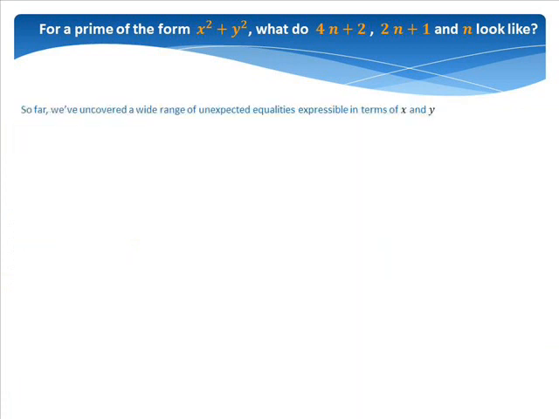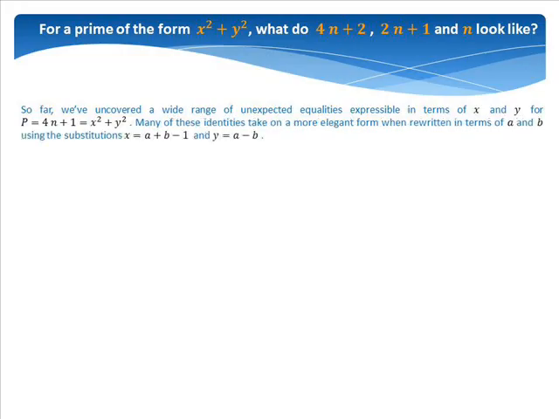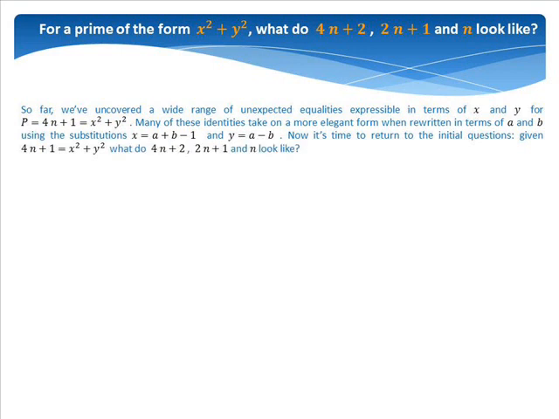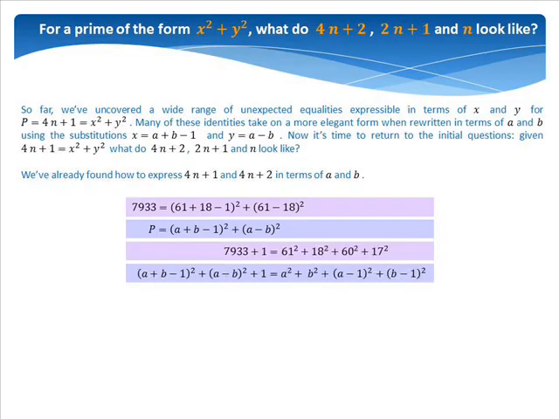So far, we have uncovered a wide range of unexpected equalities expressible in terms of x and y for primes 4n plus 1. Many of these identities take on a more elegant form when rewritten in terms of a and b, using the substitutions x equals a plus b minus 1 and y equals a minus b. Now it's time to return to the initial questions. Given 4n plus 1 equals x squared plus y squared, what do 4n plus 2, 2n plus 1, and n look like? We have already found how to express 4n plus 1 and 4n plus 2 in terms of a and b, as shown below.